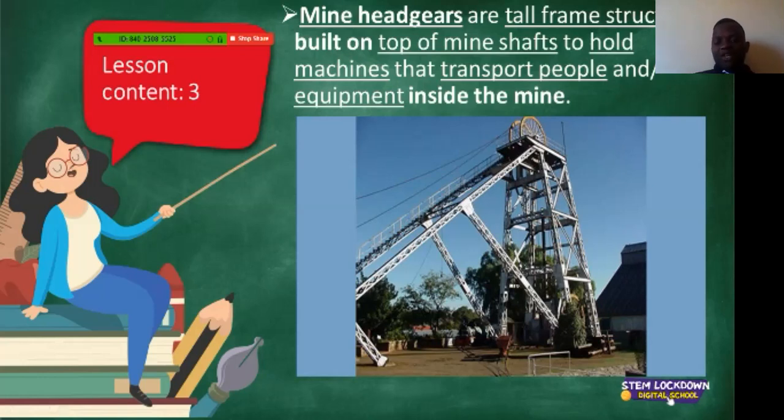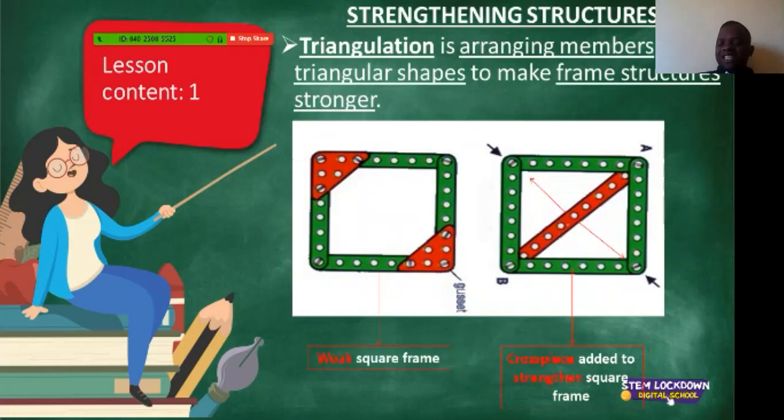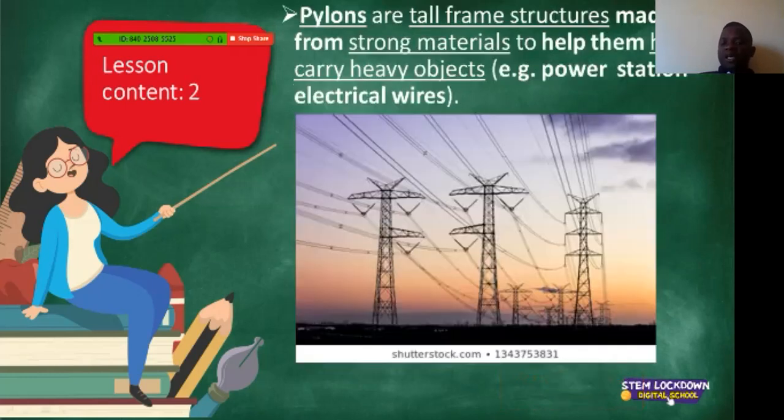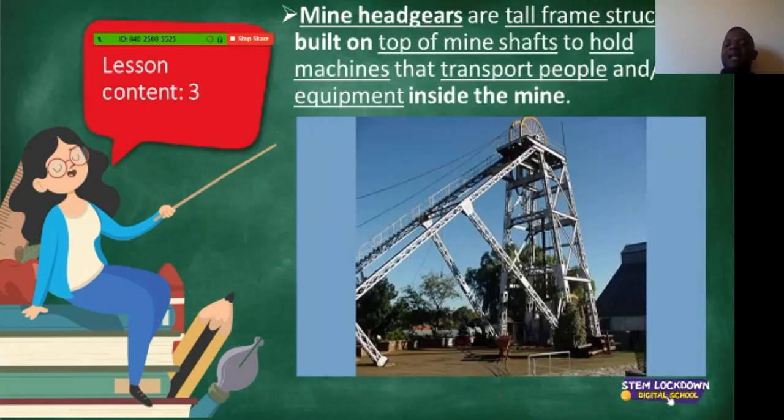We spoke about triangulation, which is simply the addition of a member in a frame structure so that you can strengthen it. Then we spoke about pylons, which are used to carry large, heavy objects. These are important for electrical supply into our homes from the power station. The third one is mine head gears.